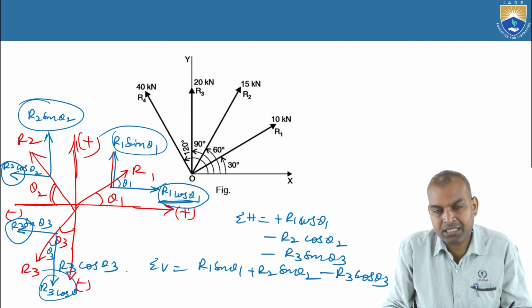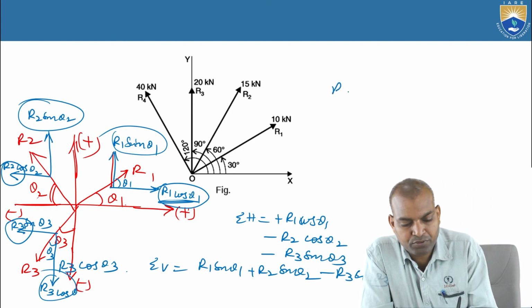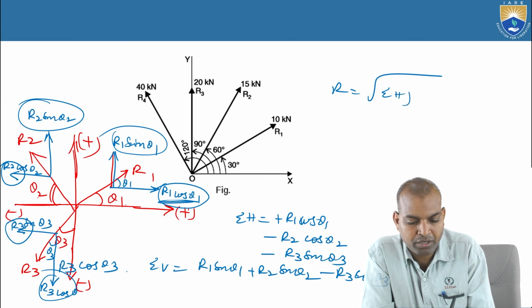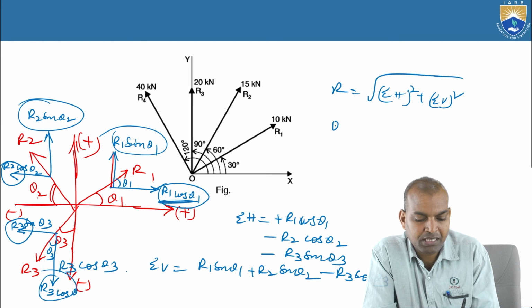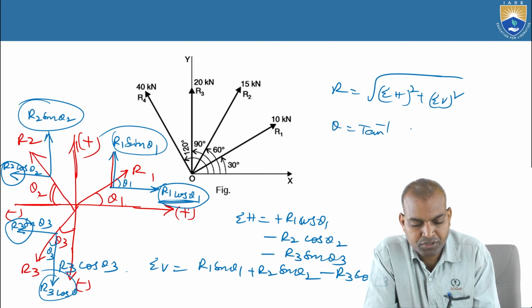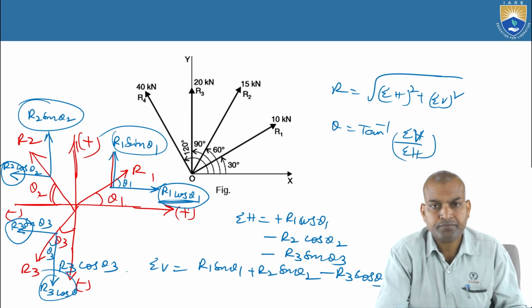Now, after knowing this sigma h and sigma v, the resultant force is equal to the square root of sigma h squared plus sigma v squared. And the direction theta is equal to tan inverse of sigma v by sigma h.